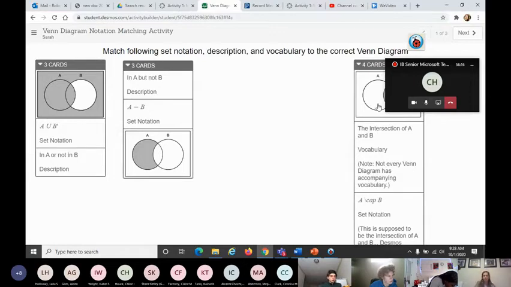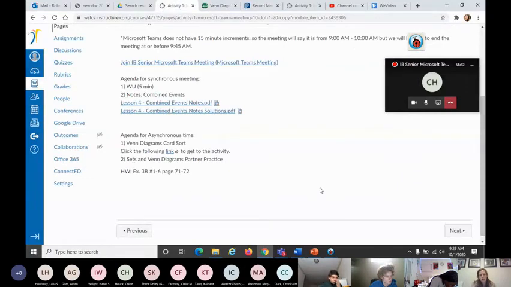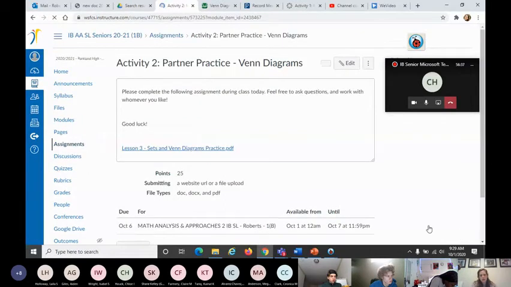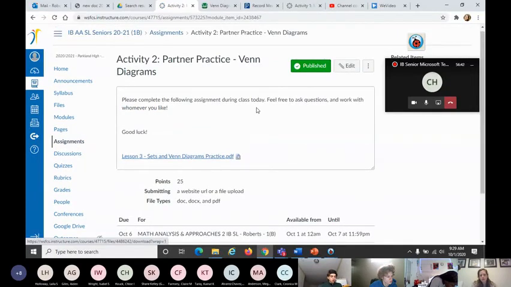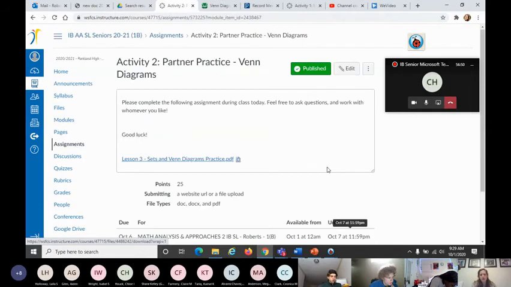What other questions do you have? Okay, so you'll do that on your own. And then the last thing I have is some partner work. That's some Venn diagram partner practice. That should be activity 2. We have it here. You guys can work with each other, with as many people as you want. In class, you would normally do this as partners. And then you have homework for today, and I believe the homework is on Venn diagrams.